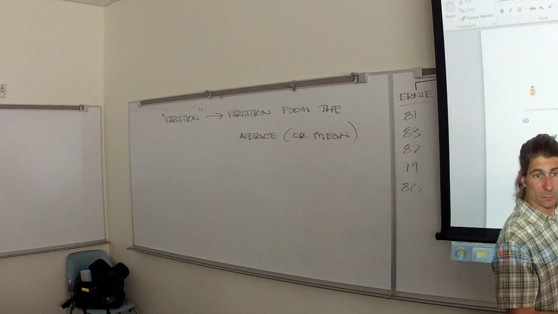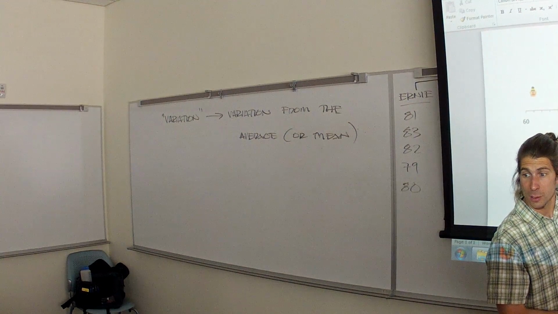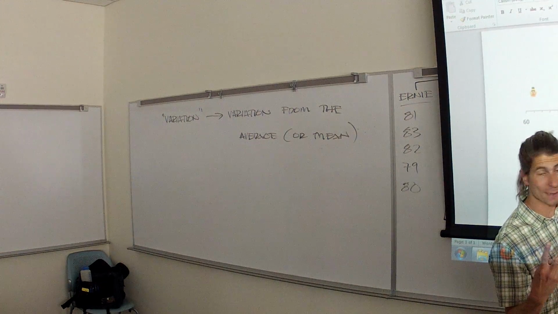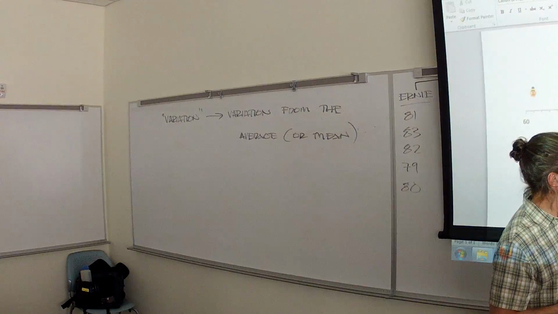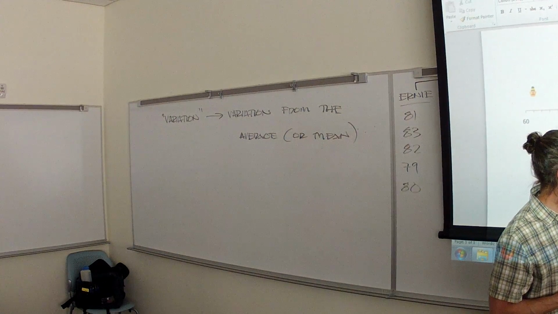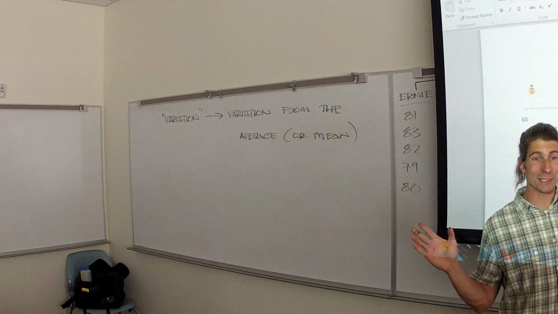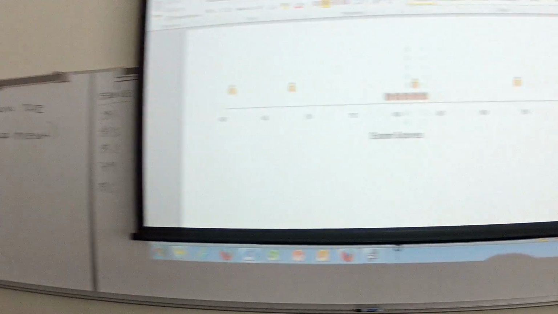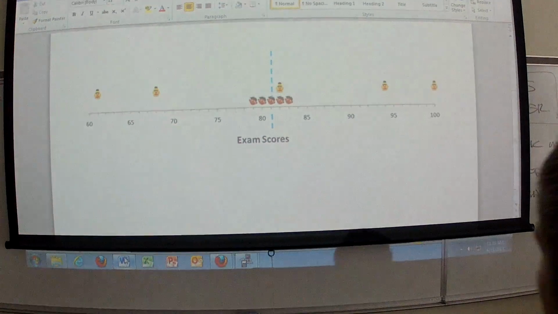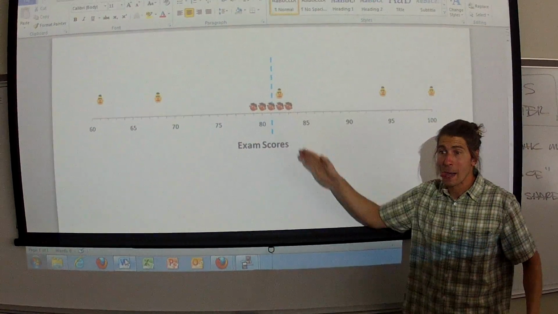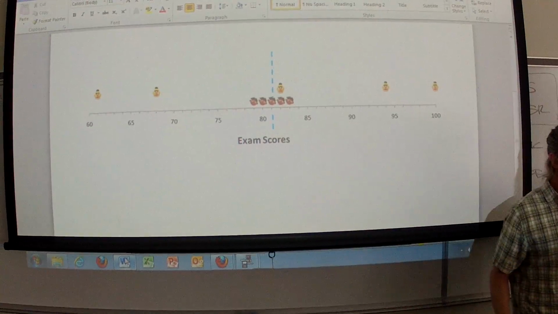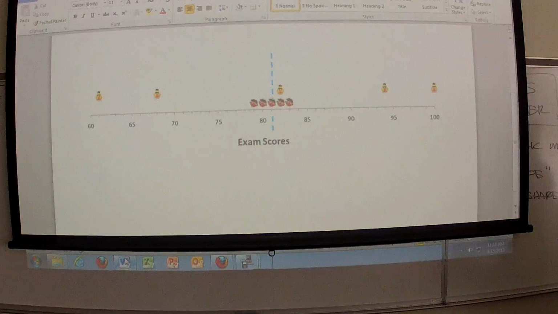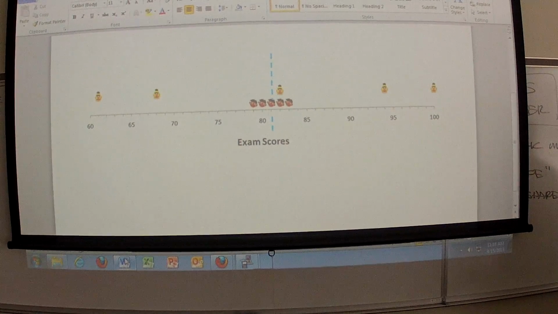How does 79 deviate? To the left. 2. Direction to the left, 2 in magnitude. How about 80? To the left, 1. How about 81? No deviation at all. Same as the average. How about 82? It's to the right by 1. How about 83? To the right by 2. Beautiful.